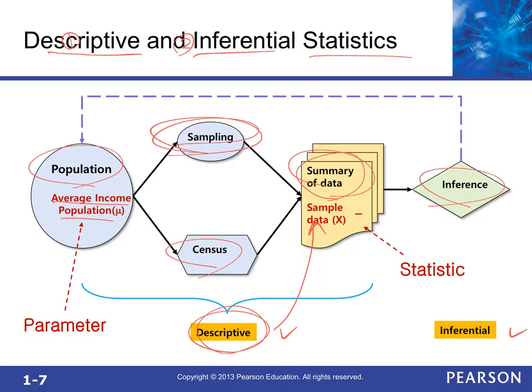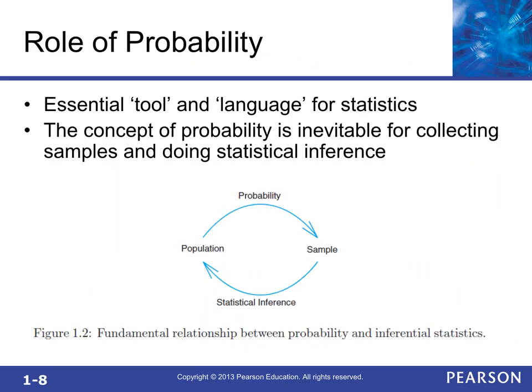The purpose of descriptive statistics is to summarize or describe the data. And of course, the purpose of inferential statistics is to infer something from limited information. So we are talking about statistics, and the question is, what is the role of probability when we talk about statistics?